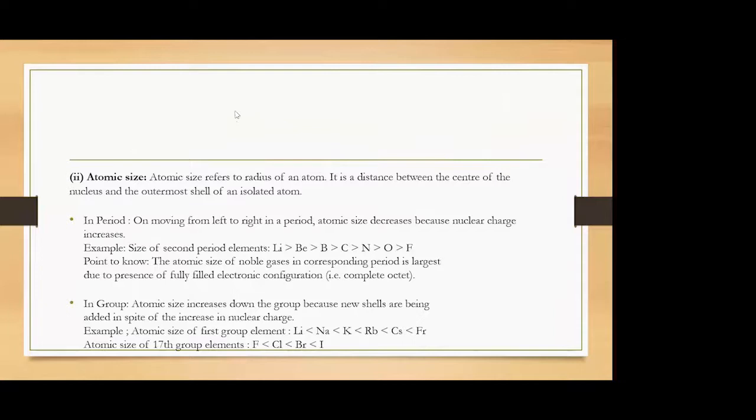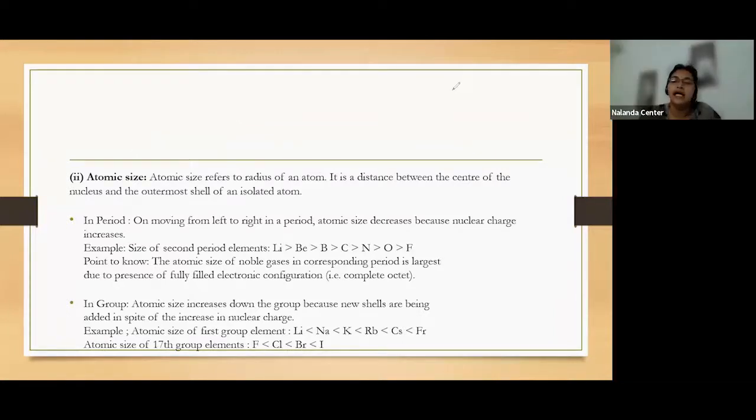All right. So coming again, what about the atomic size? Atomic size refers to the radius of the atom, from the center of the nucleus to the outermost shell. This is known as the atomic size. It is the distance between the center of the nucleus and the outermost shell of an isolated atom. This has to be an isolated atom. We cannot talk about an atom inside a compound.